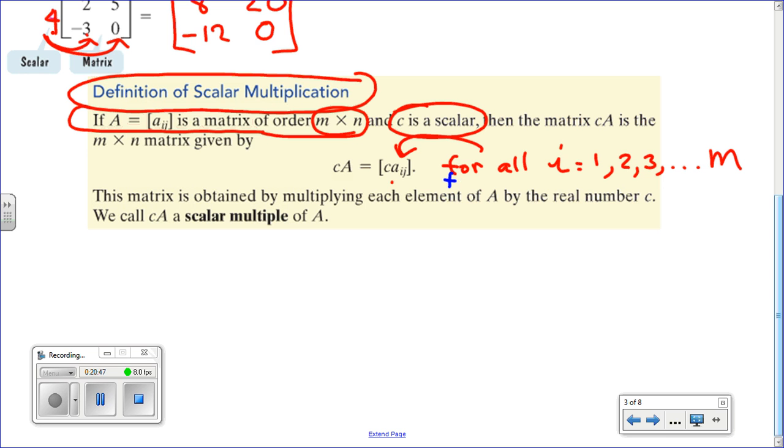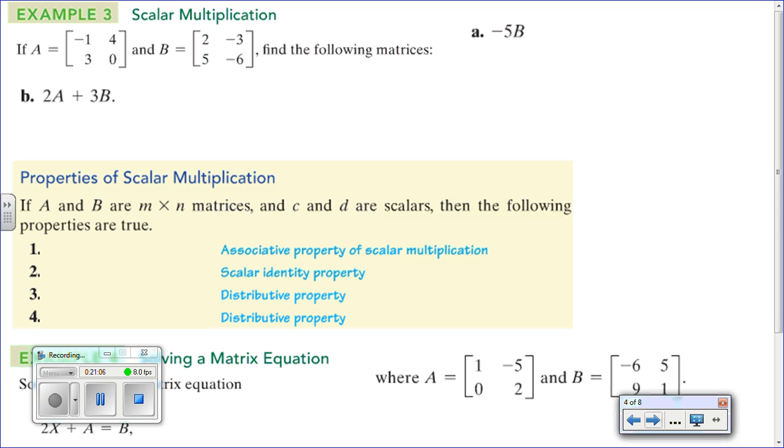How many columns does it have? So for all j from 1, 2, 3, all the way to n. That's what it means. So when you do that, you have to distribute the scalar to every element. That's pretty much it. Okay, next one, we could combine addition and scalar multiplication.